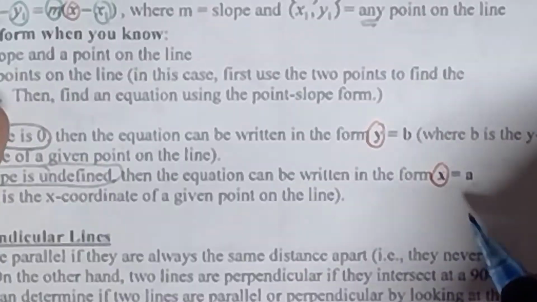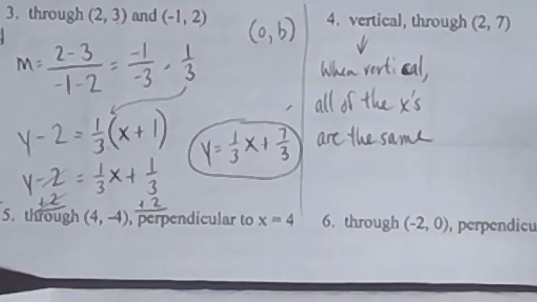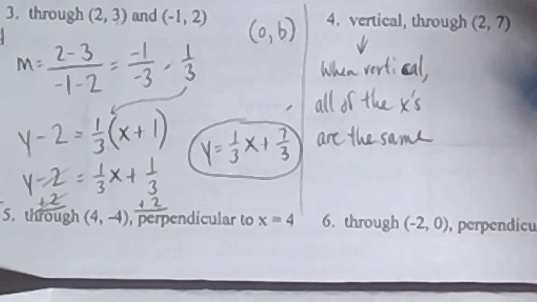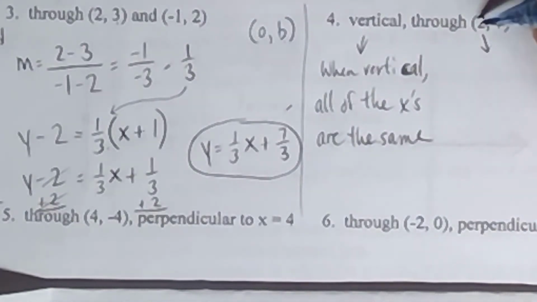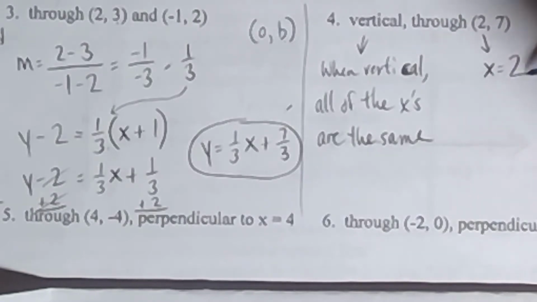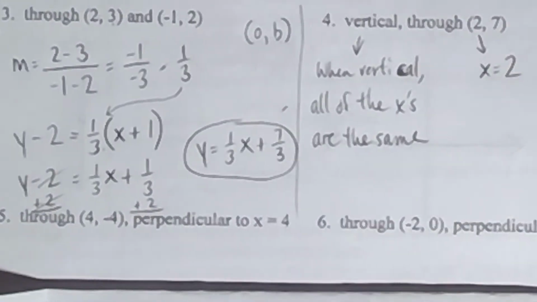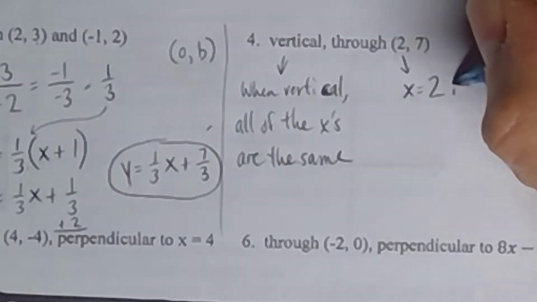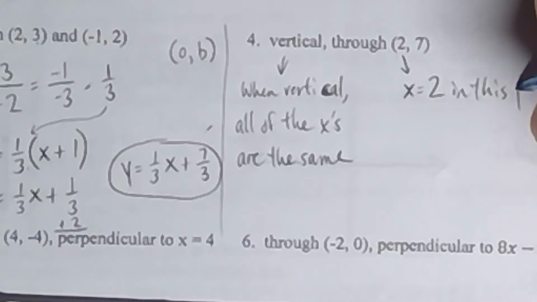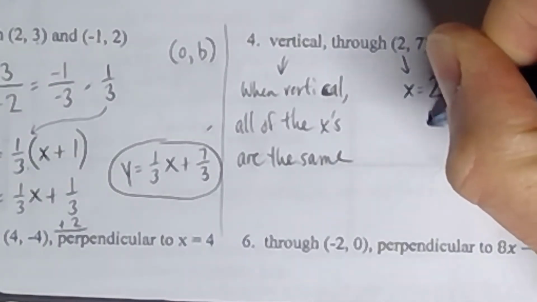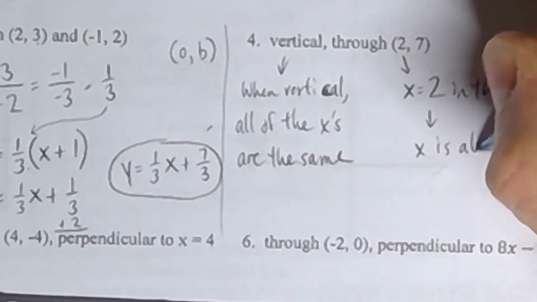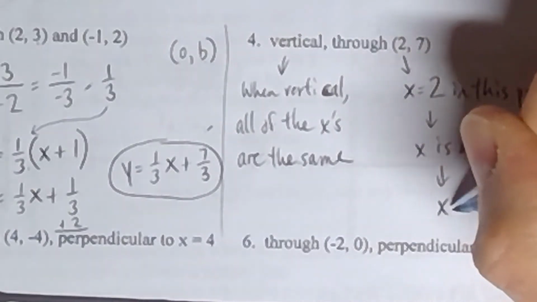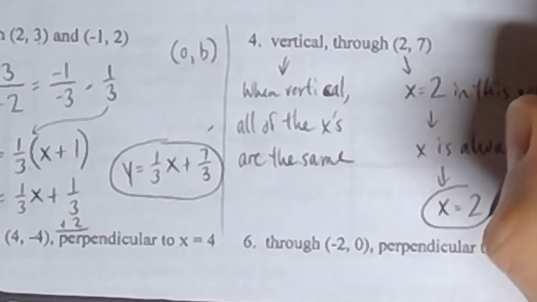But in the case of x equal to a, it all comes down to this: since all the x's are the same, and since the x in this particular point that they gave us is equal to 2, then that's your equation right there. Because if x is equal to 2 in this point, then x is always 2. And if x is always 2, then your equation quite simply is, believe it or not, x equal to 2. That is your final answer.